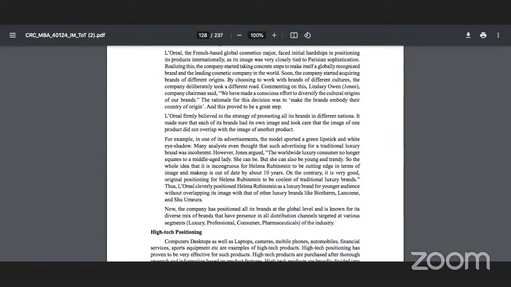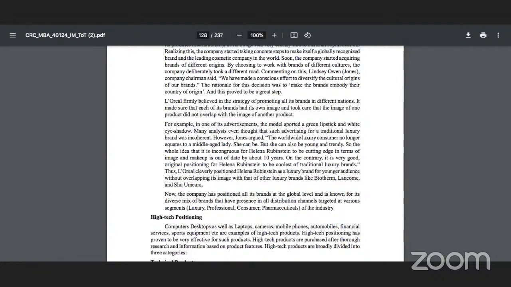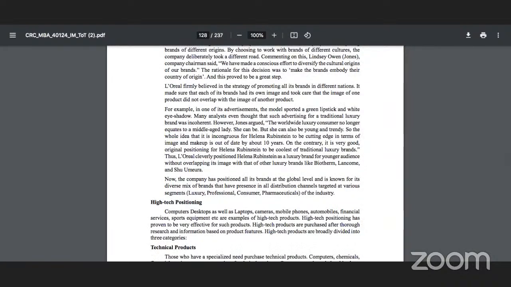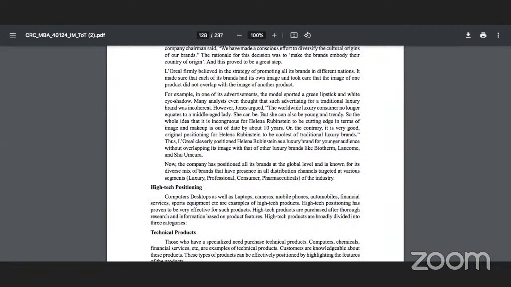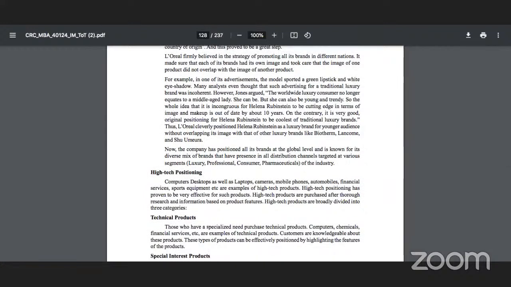So, in terms of strategy, what did L'Oreal do? They started promoting all their brands in different nations, and made sure that each of the brands had its own image and that the image of one product did not overlap with the image of another product in its own kitty, so that they were catering to different market segments with different products from the stable of L'Oreal. In one of the advertisements, the model sported a green lipstick and white eyeshadow.